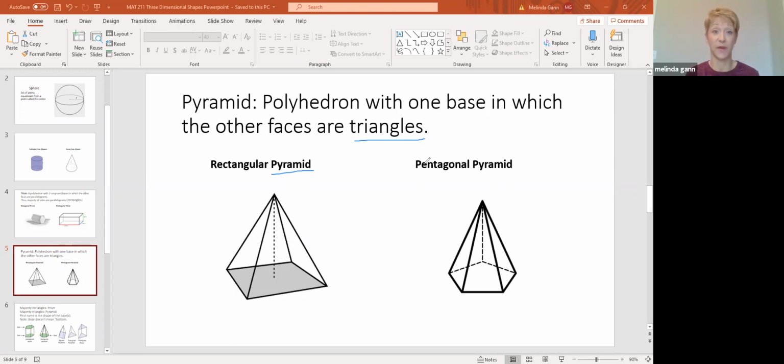Now you've seen the Egyptian pyramids, right? Those are square pyramids. So the bottom there is a square, but it's mostly triangles. So it's a square pyramid.